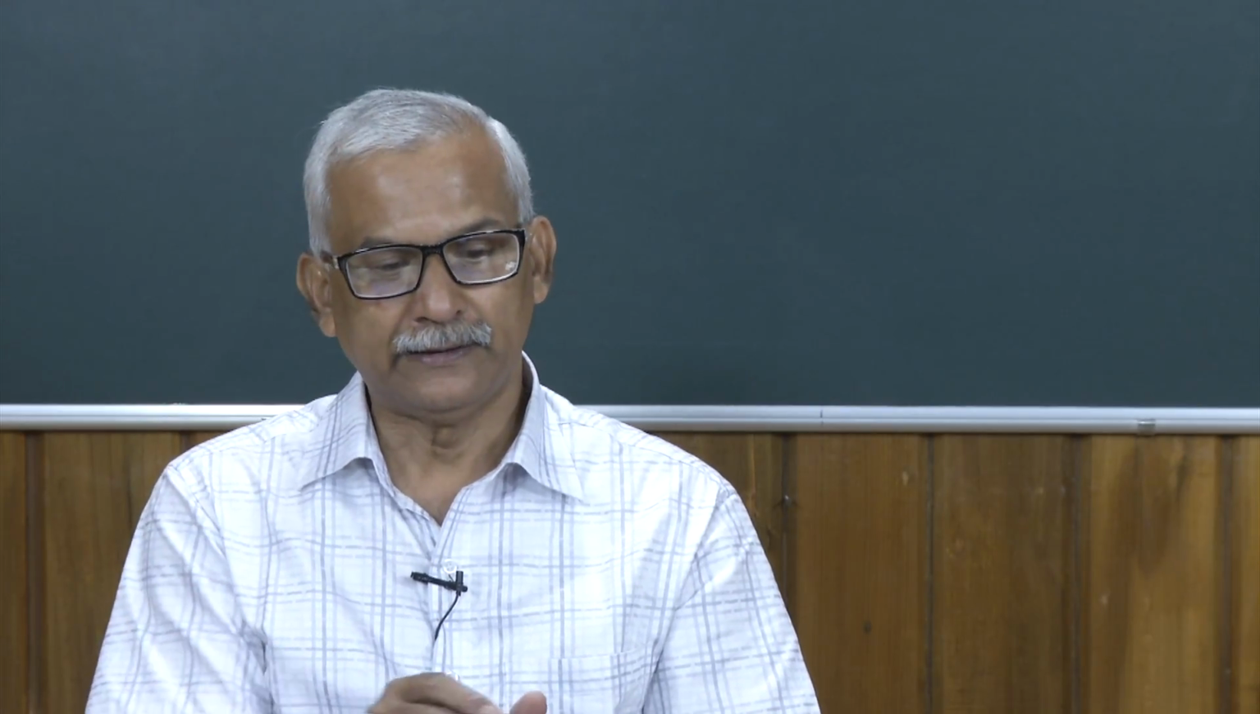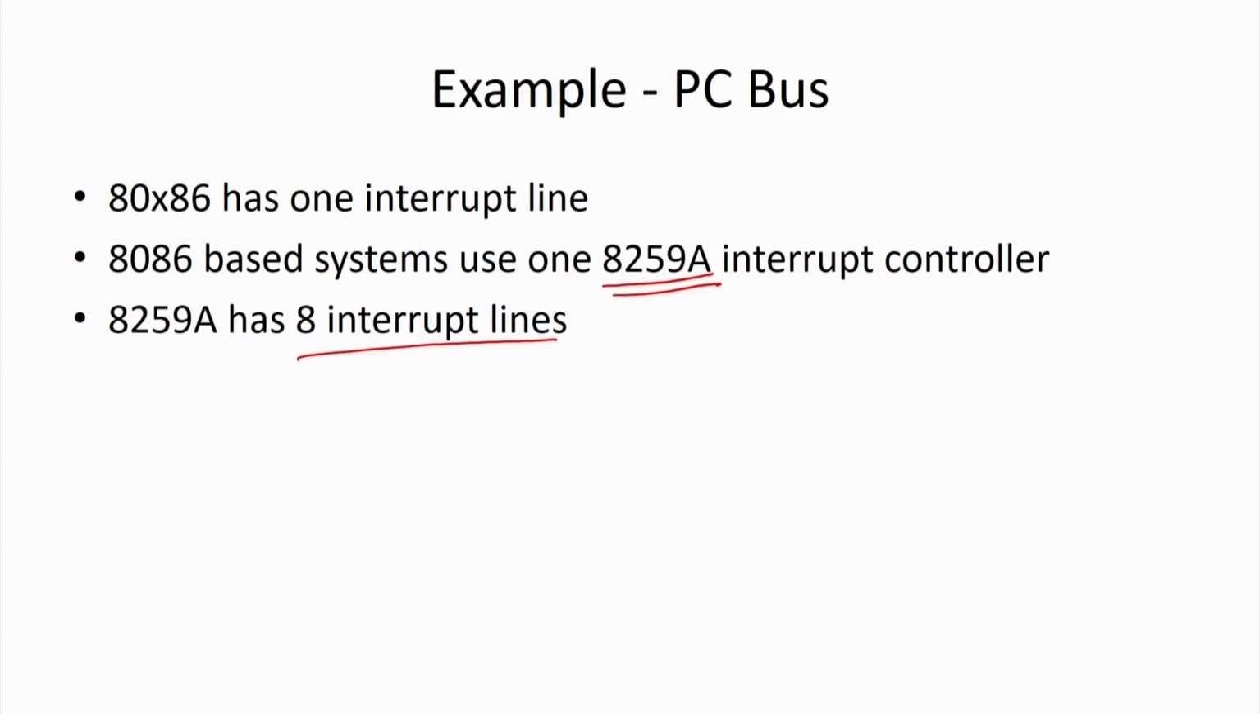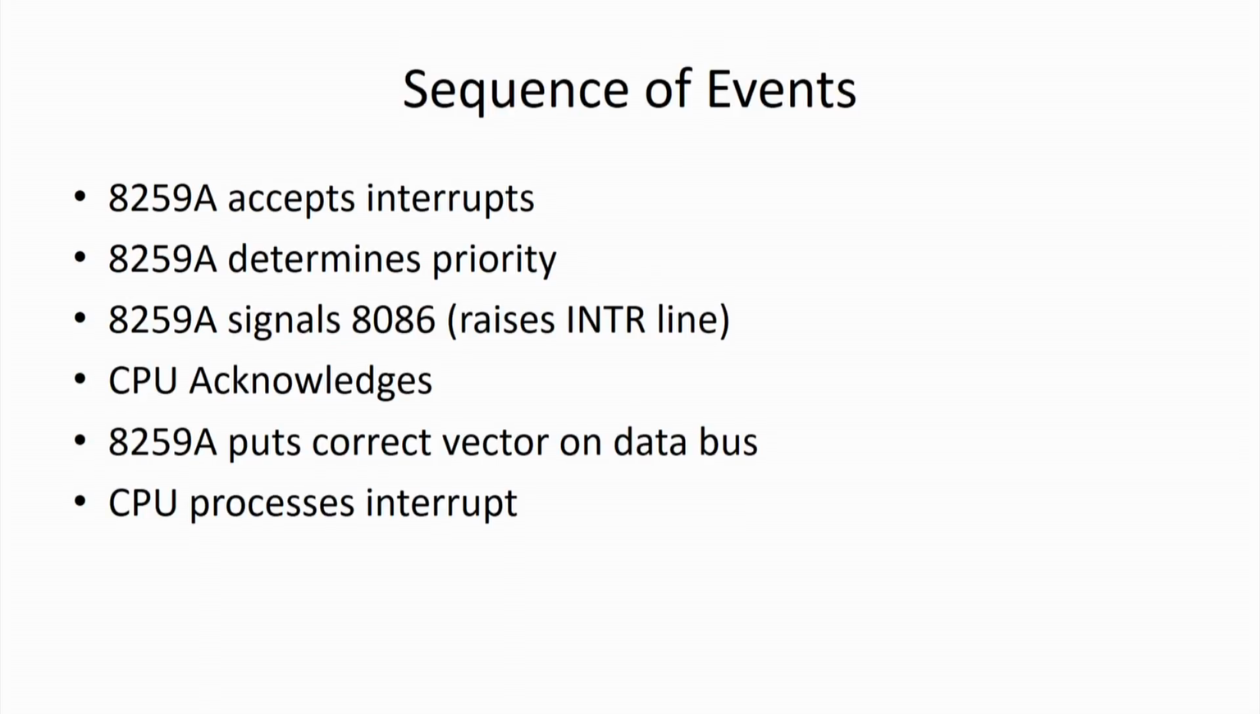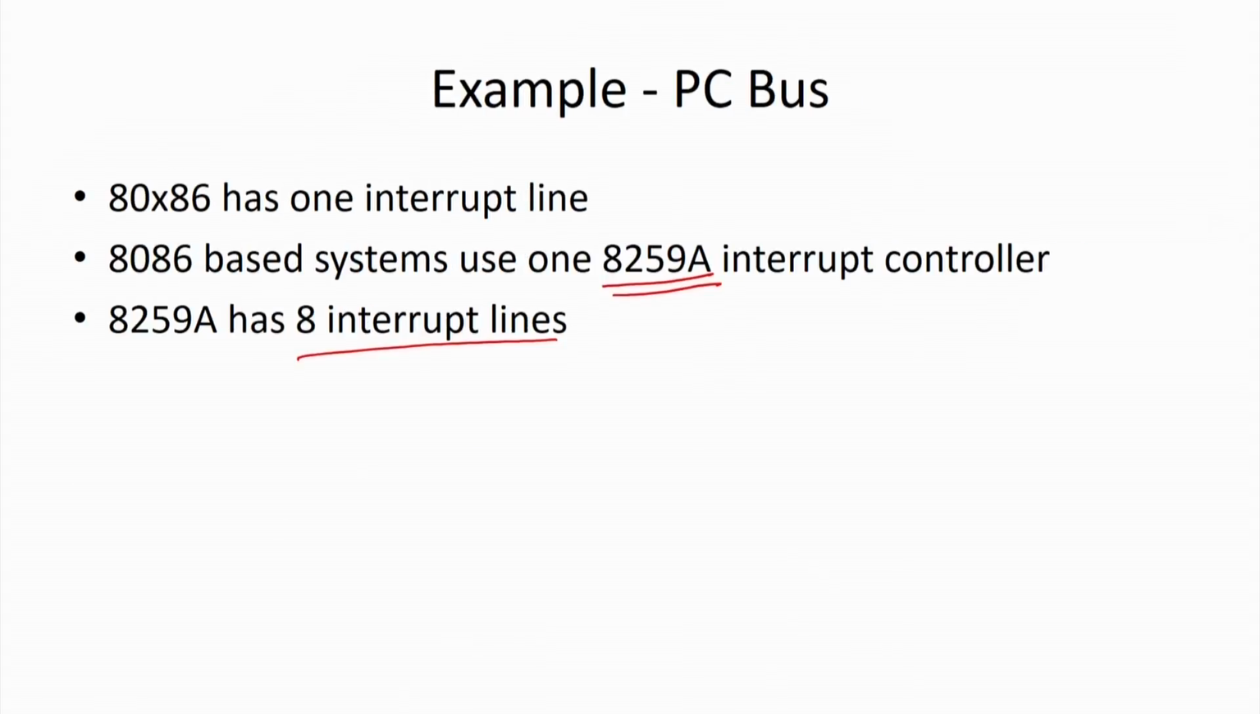Okay. Again, this particular 8259A can also be connected in cascade fashion. So, if we have more devices, then we can use these in cascade to incorporate more devices. One simple example: what is the sequence of events? You just see, I will show the example also.